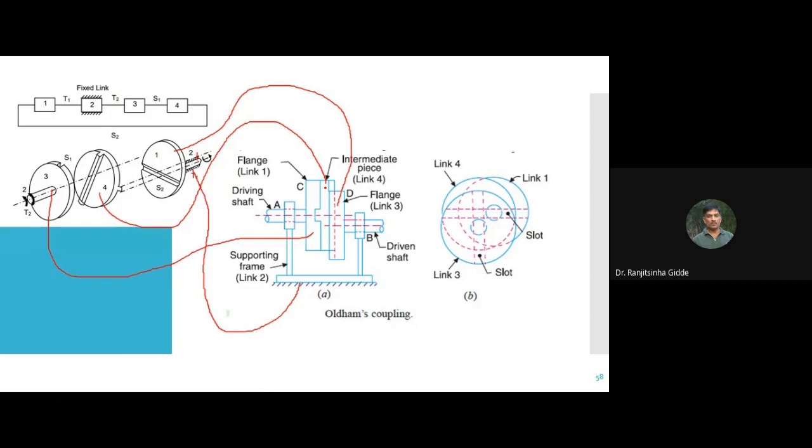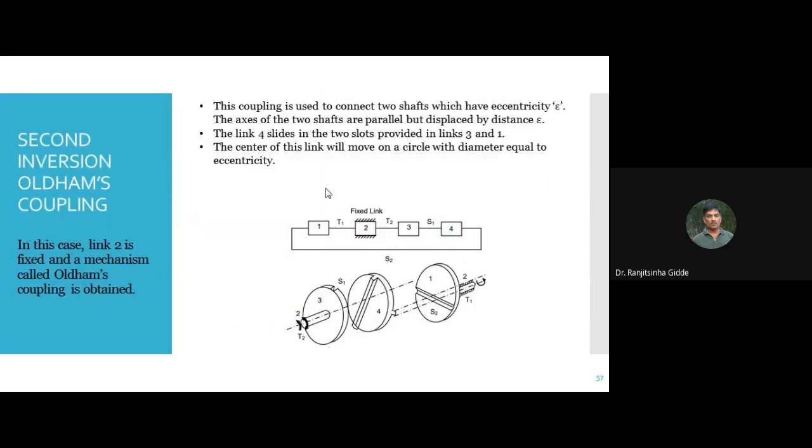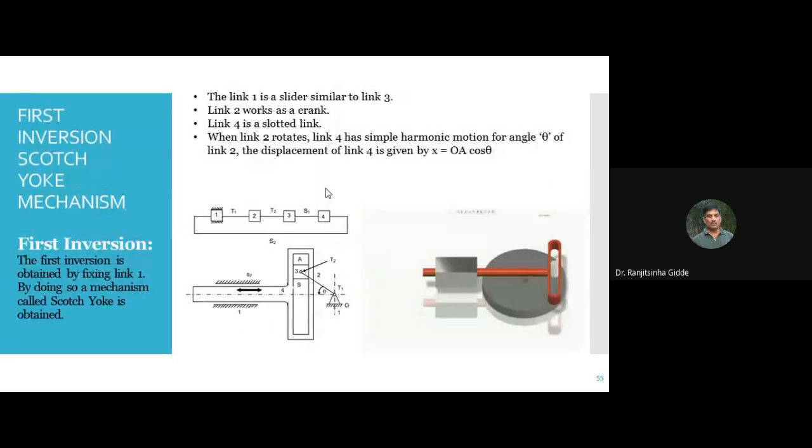So next one, the third inversion of this double slider crank mechanism. Again, you need to see the first one as well. Here, the first one is slider and the third one is slider.